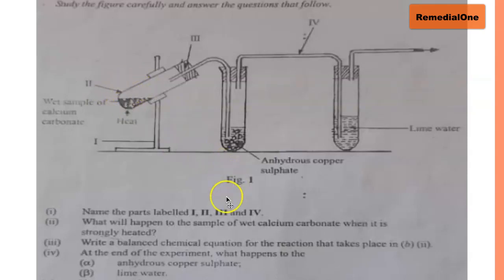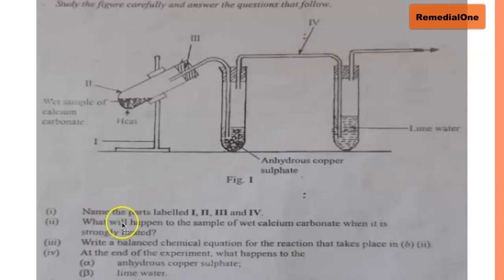Then the part labeled III, according to the diagram here, III is a cork. Cork, C-O-R-K. So that's the part labeled III. It is used to cover the test tube. So that's a cork. And IV is a delivery tube. So that's the part labeled IV, the delivery tube. Now let's go to the second question.